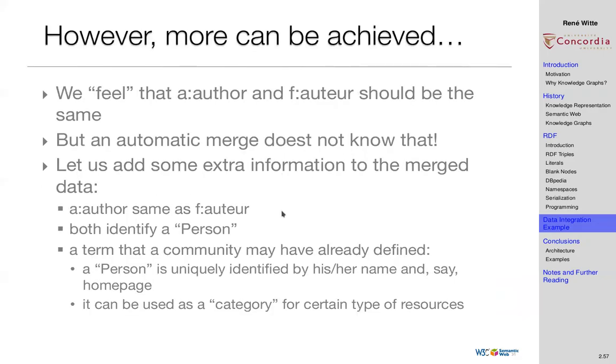So far, we merged only the URI of the ISBN. Later, in the next lecture, you'll see we can add some additional information. For example, we had the author in English and auteur in French, and this is essentially the same thing. So if we can somehow supply the information that author and auteur are the same thing, then we can also merge these two pieces of information together.